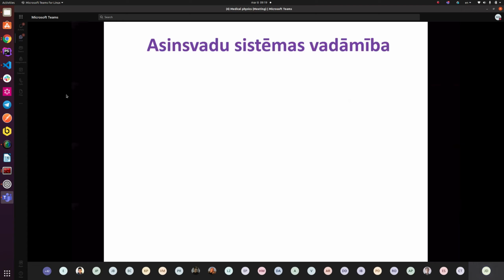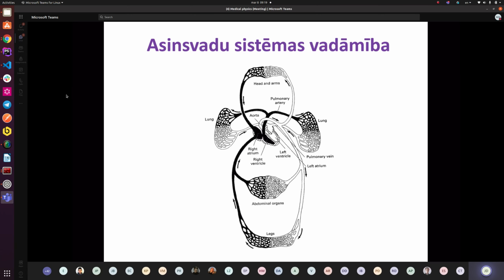So the next point, hydraulic conductivity of the blood vessel system. This is very approximately the cycle of blood circulation of our organism. It's very developed, rather complicated. Different blood vessels are connected like a web.